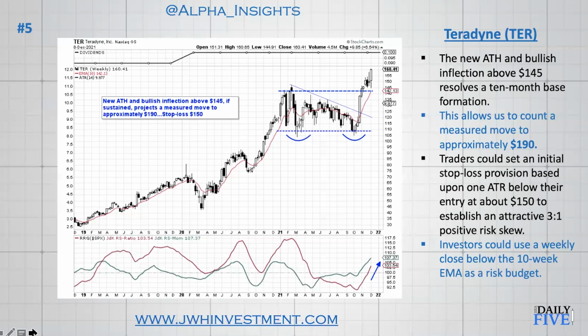So we think Teradyne is the strongest stock in the strongest group, in the strongest emerging relative strength sector in the S&P 500. And we would strongly recommend traders and investors give it their consideration as a candidate to be included in their portfolio on the long side.